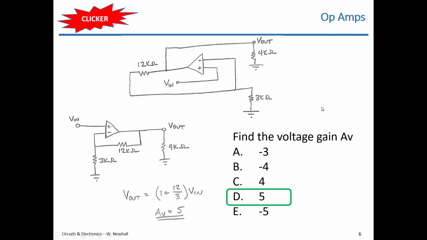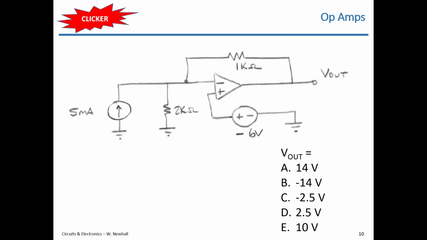All right. Let's try one that takes a little more analysis. So give this one a shot. You might have to copy this one down and work it. So I'll give you a few minutes on this.